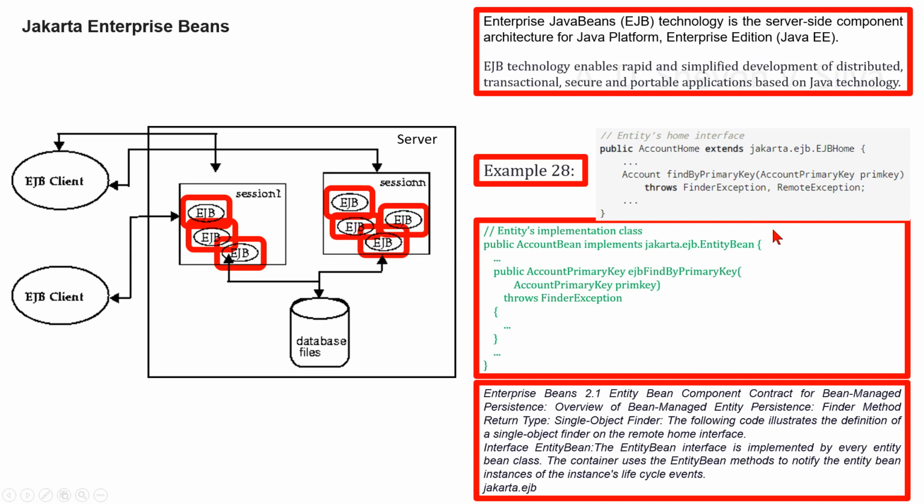The following code illustrates the definition of a single object finder on a remote home interface. Note that a finder method defined in the local home interface, however, must not throw a RemoteException.